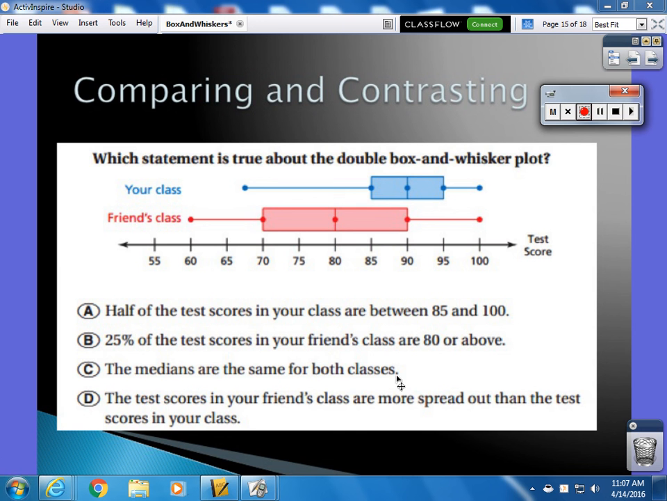Medians are the same for both classes. Well, that's not right either. This median is at 90 for your class, and this median is at 80. And the test scores in your friend's class are more spread out than the test scores in your class. Definitely true. Because as you can see, your box and whisker plot is very spread out. Even your upper and lower extreme, much more spread out.